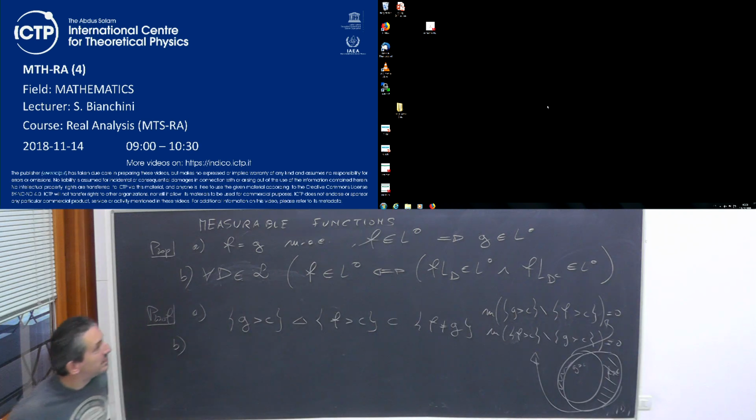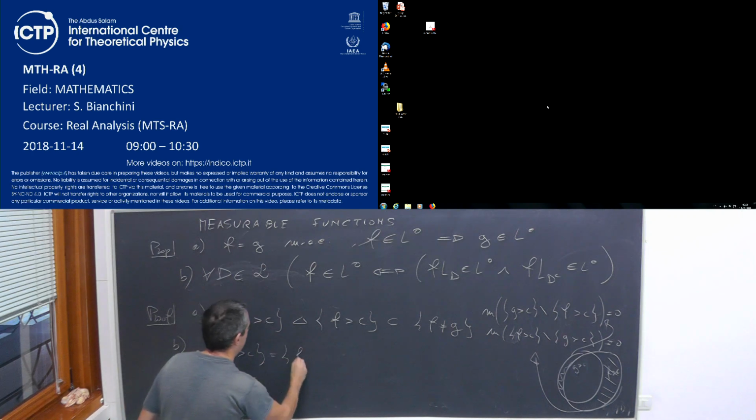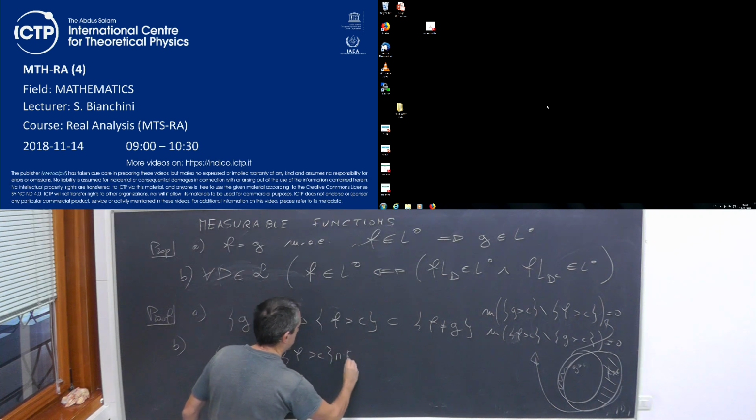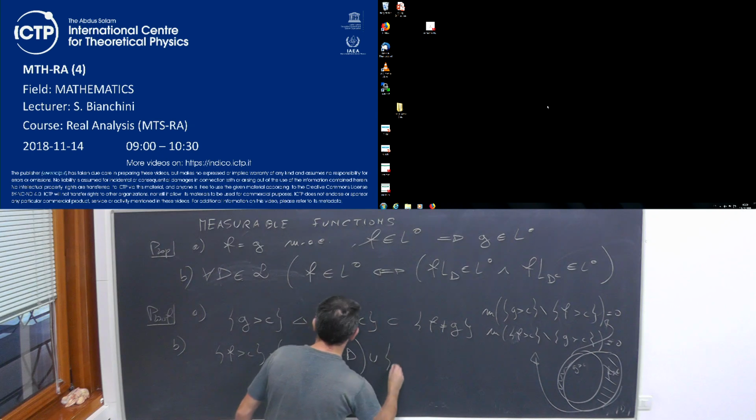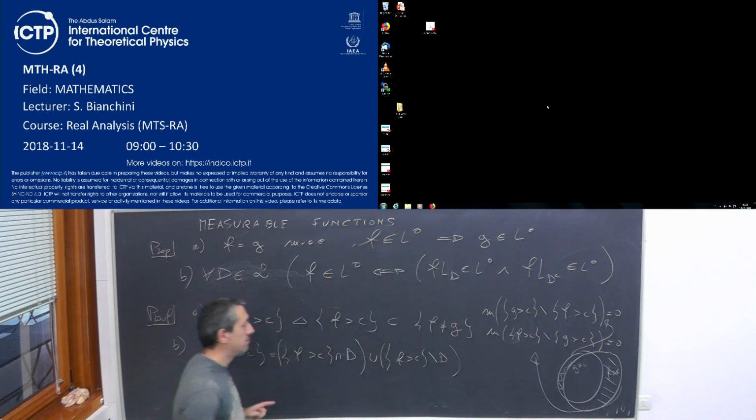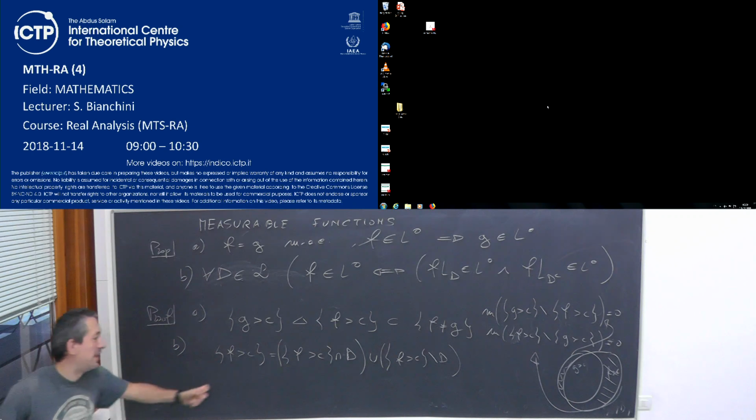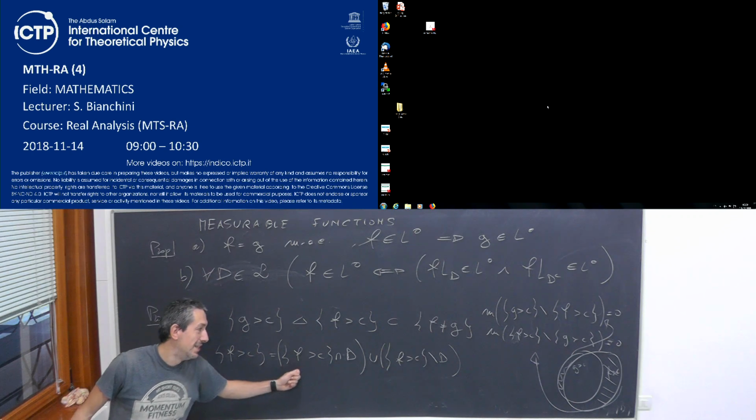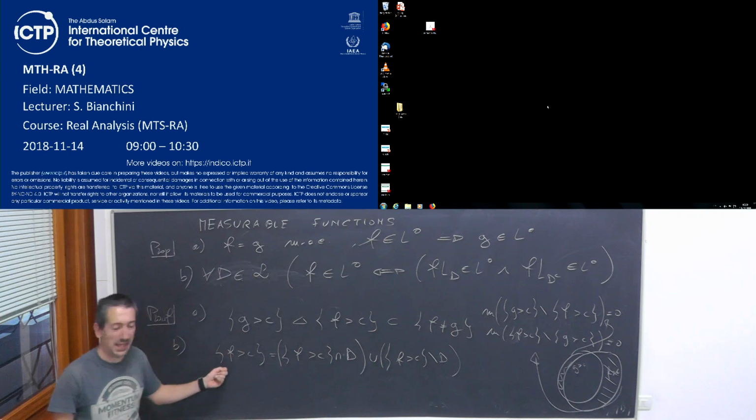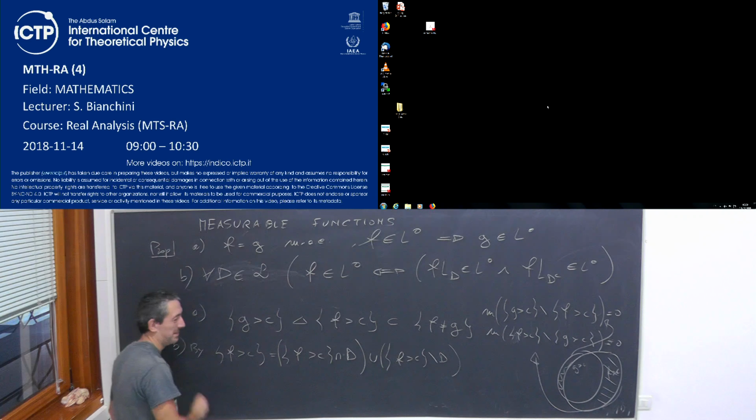Okay, so about the second. It's like here, no? F greater than C is equal to F greater than C intersection D union F greater than C minus D. And D is measurable. So if this is measurable, both of them are measurable. If both of them are measurable, this guy is measurable. You see, there are just tricks in the algebra, no?